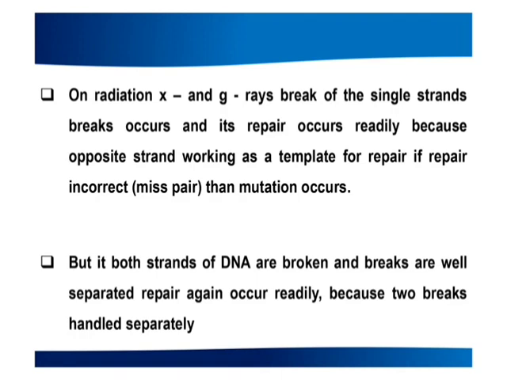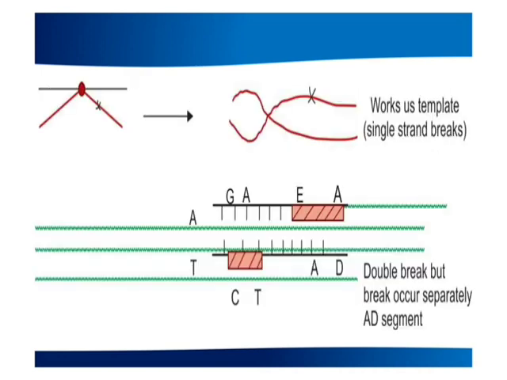So X-rays and gamma rays break off a single strand. If a single strand is broken by the radiation, it repairs automatically because the opposite strand works as a complementary strand, as a template for repair. If repair is incorrect, a mispair, then mutation occurs. But the single strand break of a DNA by radiation is not a problem because the opposite strand acts as a template and repair occurs and nothing amiss usually happens.